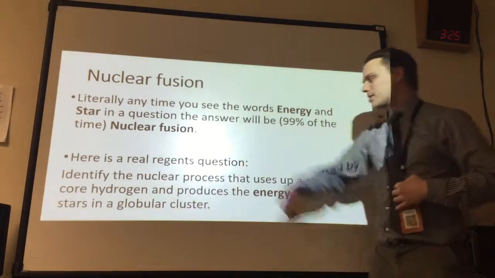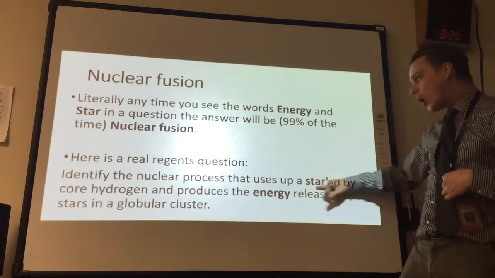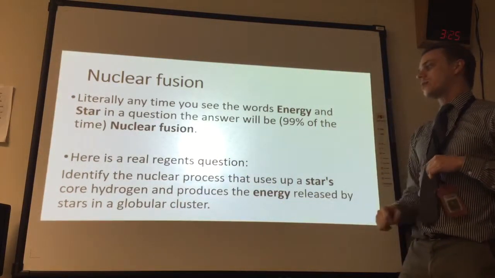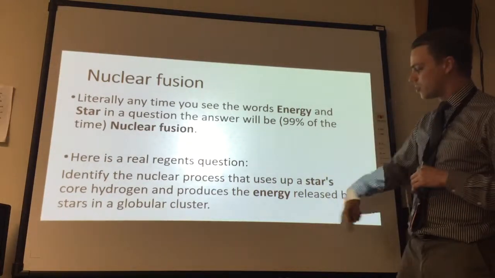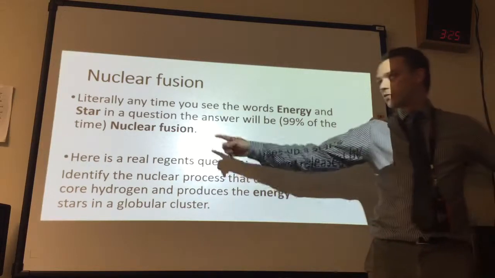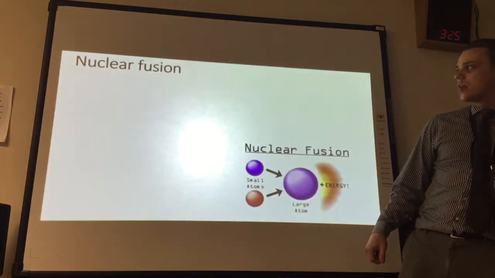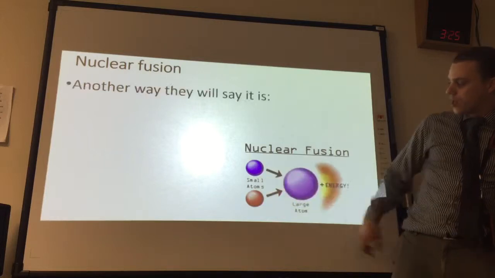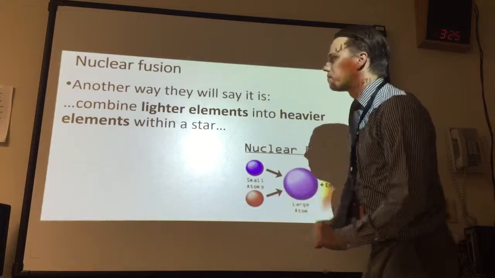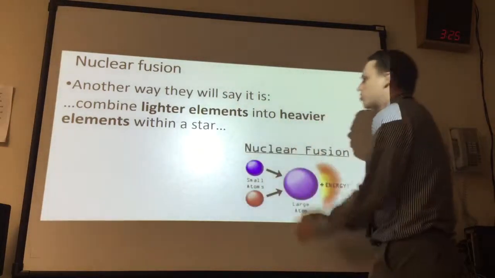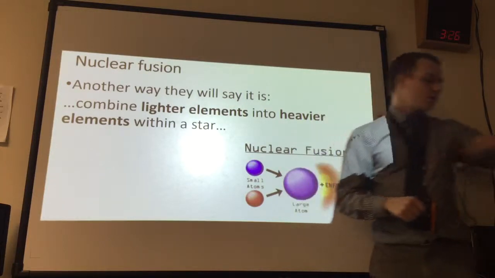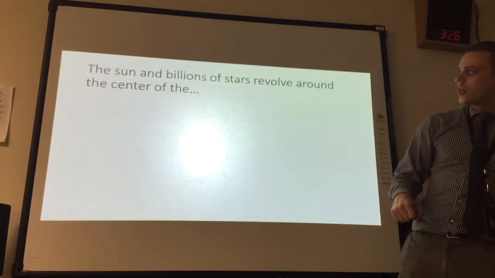Okay, so here's a real Regents question. Identify the nuclear process that uses up stars' core hydrogen and produces the energy released by stars in globular clusters. I see stars, I see energy, boop, nuclear fusion. Or just fusion. Fusion alone is fine. We'll take that. So nuclear fusion, we take small elements and we combine them to make large elements. So this is something they've been saying more recently on the Regents exam. We take light elements and combine them to make heavy elements within a star. This is nuclear fusion. That is the process which creates energy inside of a star.